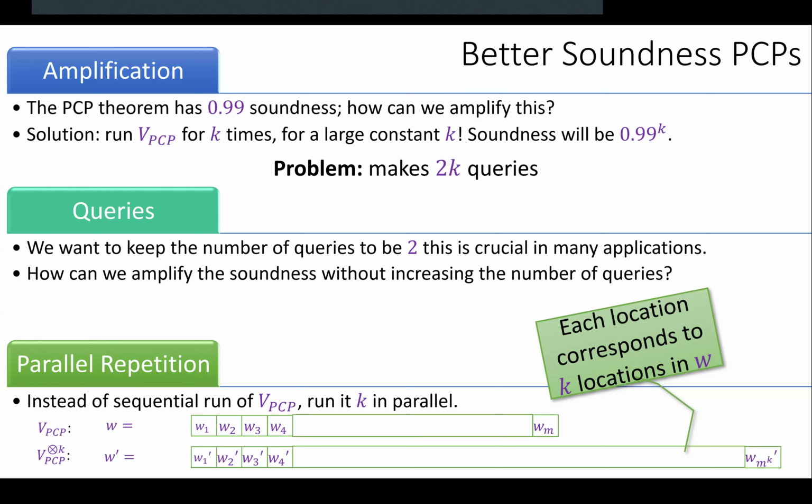Why is the length m times k? It's rather m choose k, if you want to be super precise, because it corresponds to choosing k locations from a universe of size m. So for each i1 to ik in m, you need a new location. So that would be it.